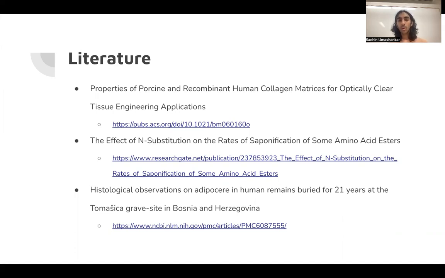And we found another article about how there is other research going on about substituent effect on amino acid saponification, which is the reaction that we did. So it goes to show that that is an important component of what our human body does too. Actually, when a human body dies and is decaying, bacteria will go in and do the base catalyzed hydrolysis on fat cells in the body. And there's an article about how that happened at a gravesite in Bosnia and Herzegovina.